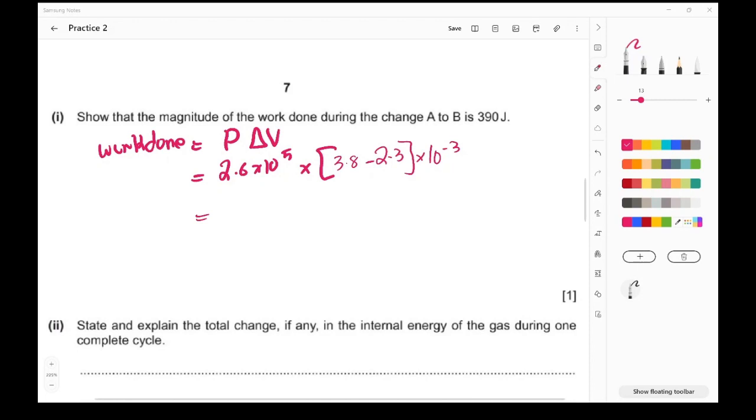Okay, guys, so I have done the calculation and I'm getting exactly 390 joules. So that is it. This is done. This was the easy part.